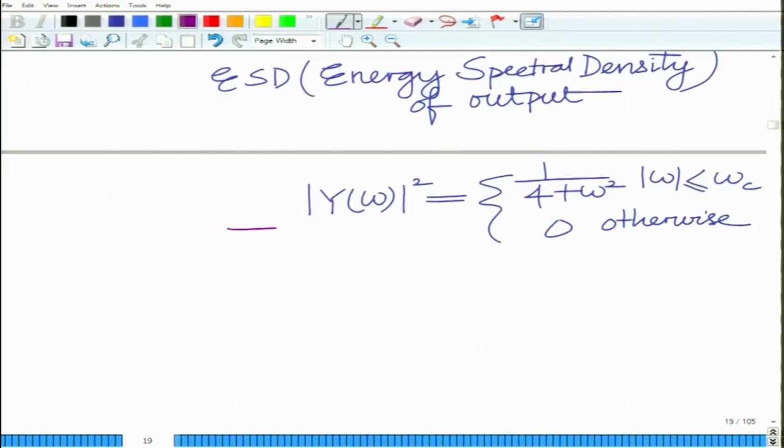So, this is the ESD, the energy spectral density of the output signal. This is 1 over 4 plus omega squared, correct, for the frequencies that lie in the band minus omega c to plus omega c. Okay. And therefore, the energy of this output signal is nothing but the integral of the energy spectral density over the entire frequency band, that is from minus infinity to infinity, but it is only non-zero from minus omega c to omega c. Therefore, it is the integral of the energy spectral density from minus omega c to omega c.